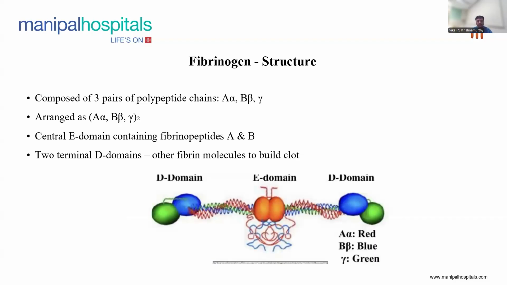So this is the structure of fibrinogen. It contains 3 pairs of polypeptide chains, that is alpha, beta, and gamma. The central E domain contains fibrinopeptides A and B. The 2 terminal D domains interact with other fibrin molecules to build a clot.